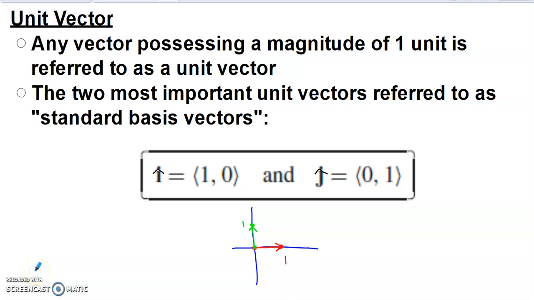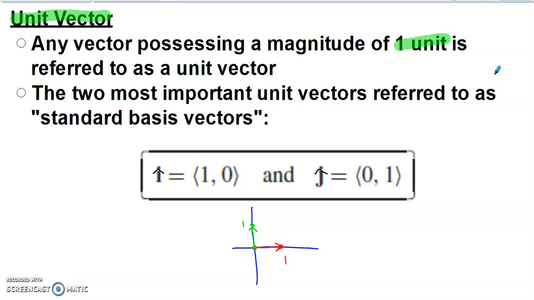So in this video, we'll be taking a little bit of time to talk about what is known as a unit vector. If you look at the definition here, any vector that has a magnitude of 1 unit is referred to as a unit vector. So, much like the unit circle has a radius of 1 unit, and you've used that to do different things with trigonometry over the years, a unit vector also has a magnitude of 1 unit.